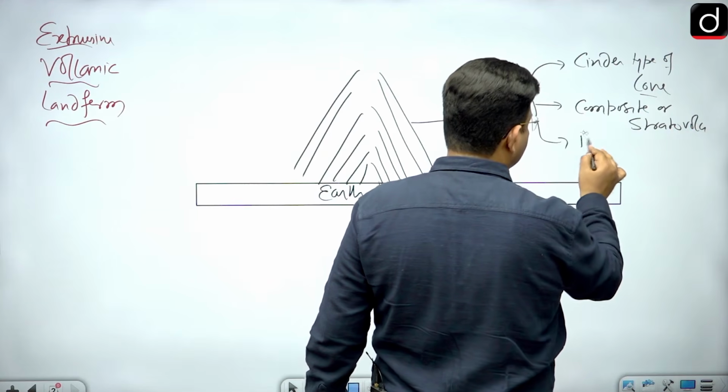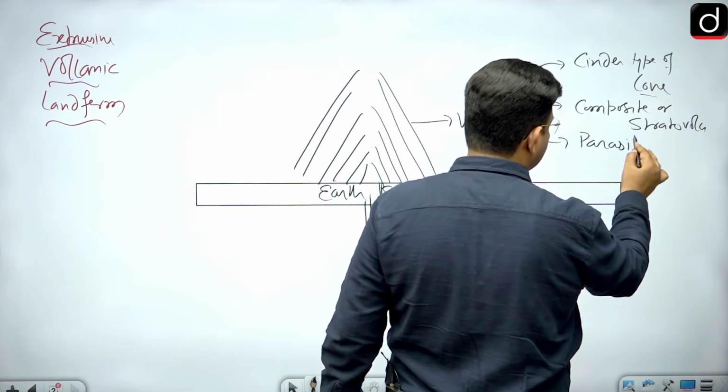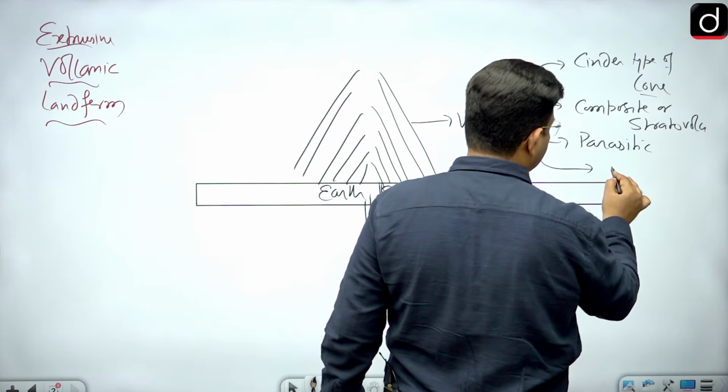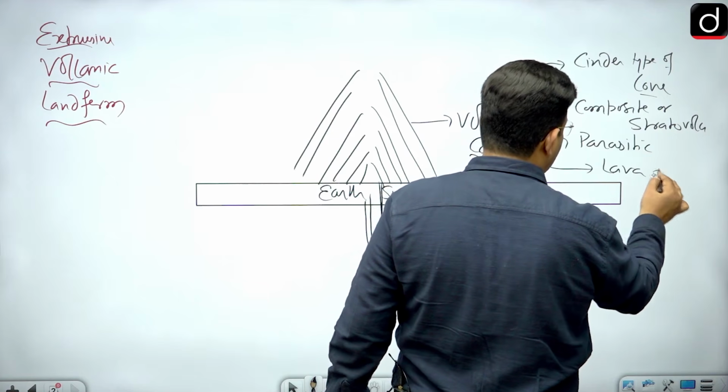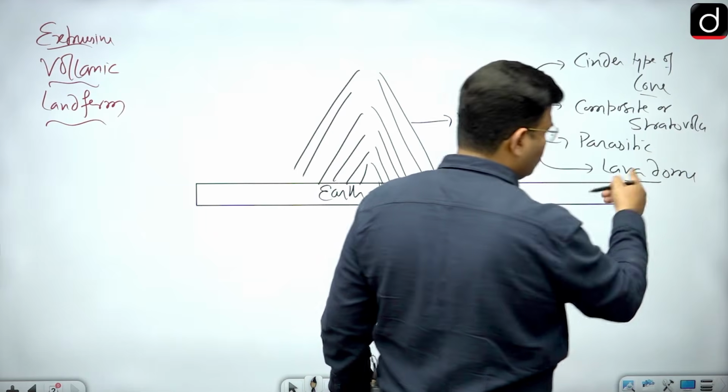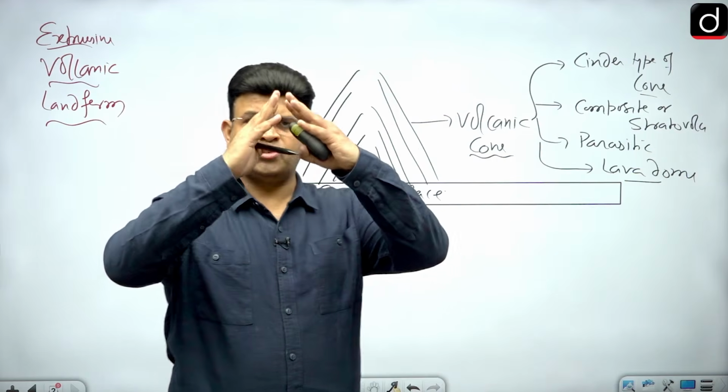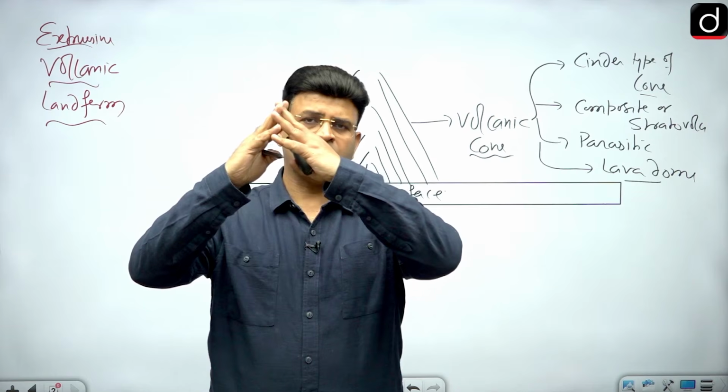There is a parasitic cone also there, and there is a lava dome. And I will show you in this one, because I am going to teach also lava, the different kind of structure in the conical shape volcanic mountain that is coming.